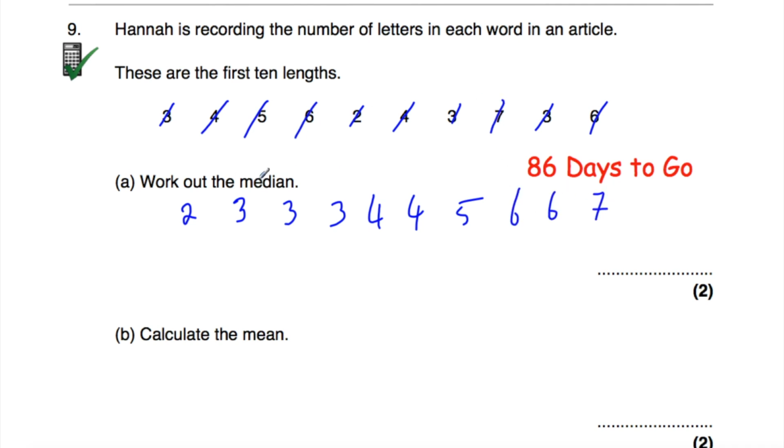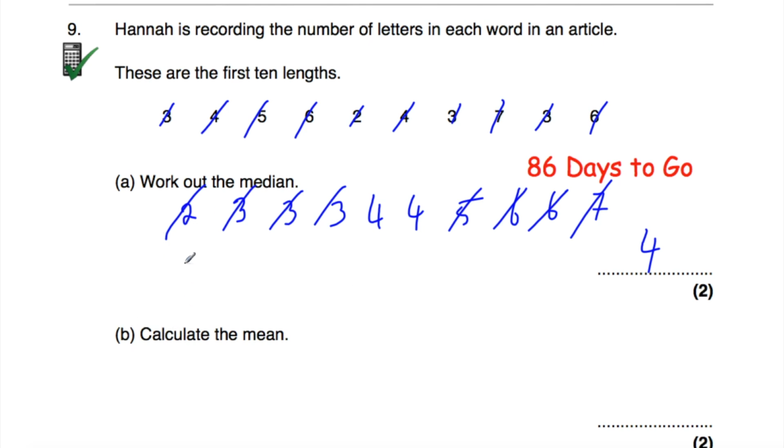I've been asked to work out the median. Let's just check we've got our 10 numbers. 1, 2, 3, 4, 5, 6, 7, 8, 9, 10. So we're going to cross off the smallest and the biggest, the next smallest and the next biggest, the next smallest and the next biggest. Now we're left with 2 4s in the middle, so the median will be 4. In the middle of those two numbers is 4.